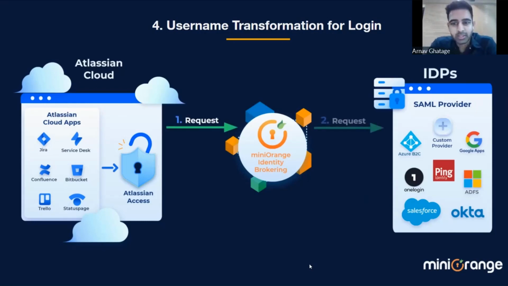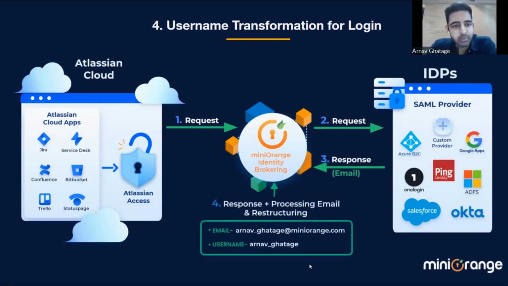As the username does not match, Atlassian Access will not pick up or sync the user. So once miniOrange comes in between, it will reprocess and restructure the email according to the requirement and then send it to Atlassian Access for login. Eventually, after this process is complete, the user will get logged in.